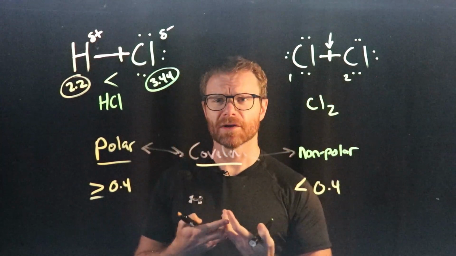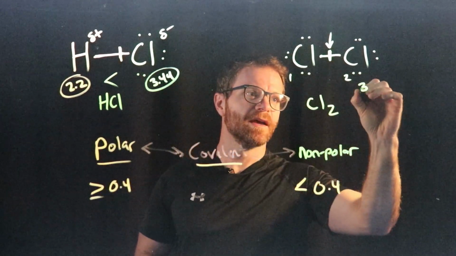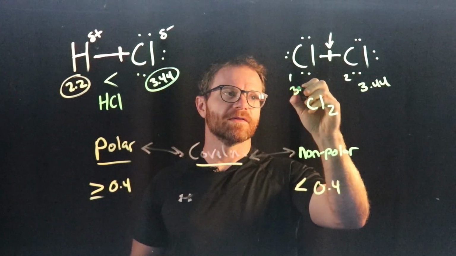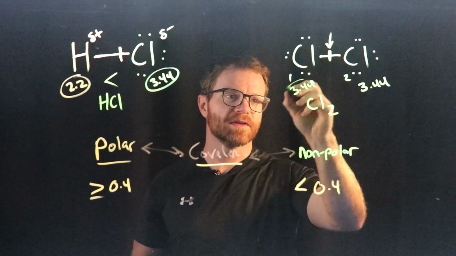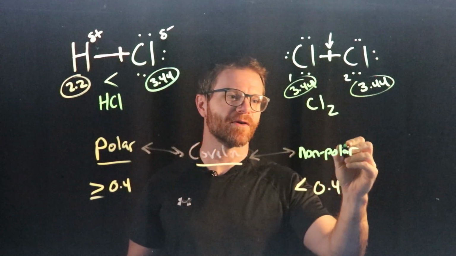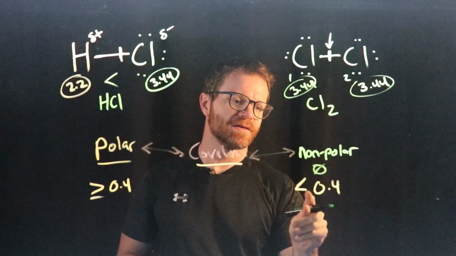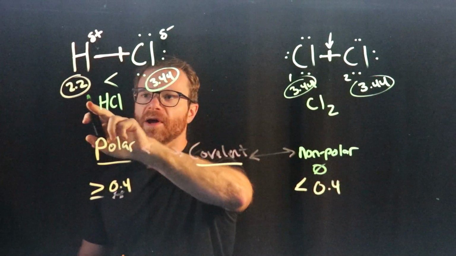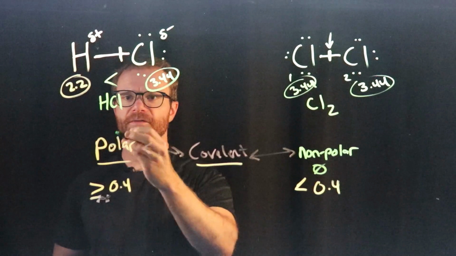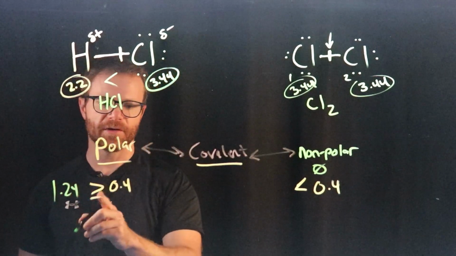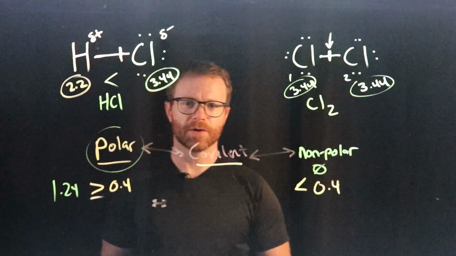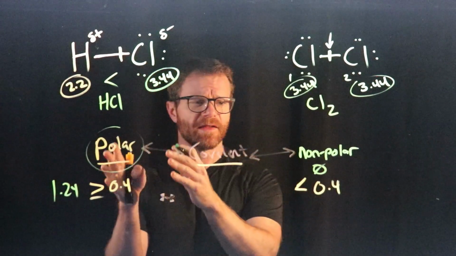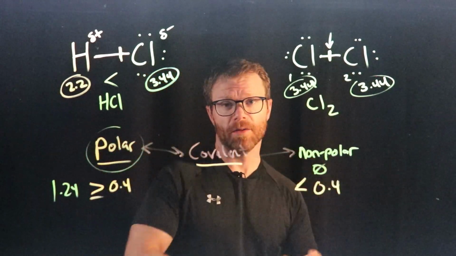In this case, I didn't actually have to do any math because I know that chlorine is going to be exactly as strong as chlorine, but I could have done some math. I could have looked this up in the periodic table: the electronegativity of chlorine is 3.44, the electronegativity of this chlorine is 3.44 because they're the absolute same. 3.44 minus 3.44 is 0. 0 is less than 0.4, so it's nonpolar. 3.44 minus 2.2 is what, 1.24? 1.24 is greater than or equal to 0.4, so it's polar. Let's look at one or two more examples and you'll really understand this difference between polar covalent bonds and nonpolar covalent bonds.